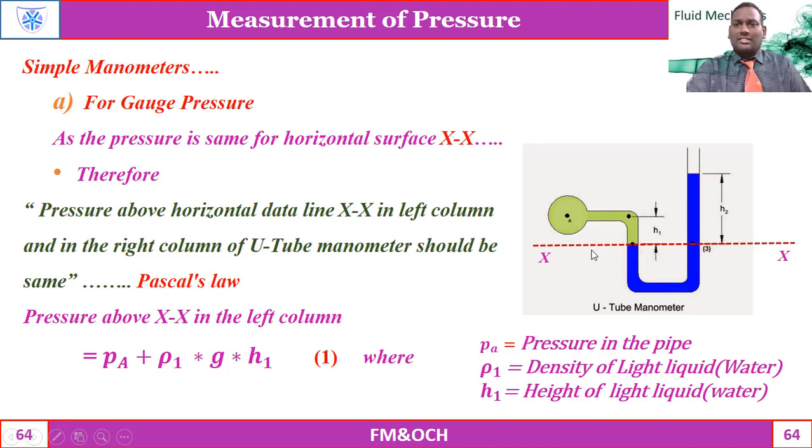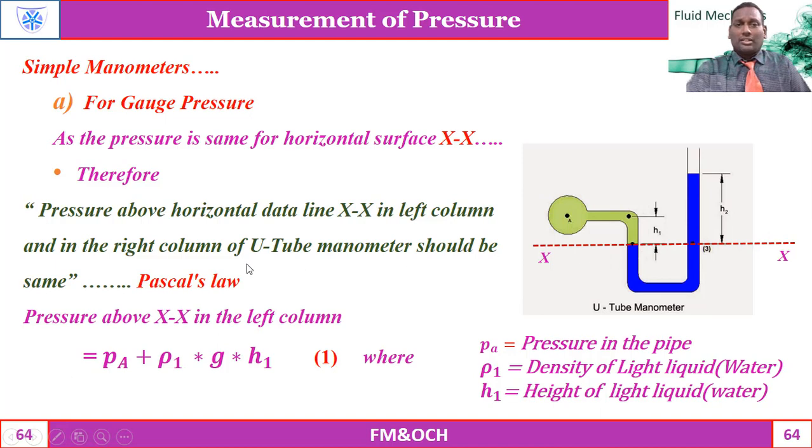Now, as the pressure is the same, this datum line is not an imaginary line. Here, if you see, the pressure at this point is the same. Here also the pressure at this point is the same. That is the uniqueness of the datum line. You can't choose the datum line as you want.